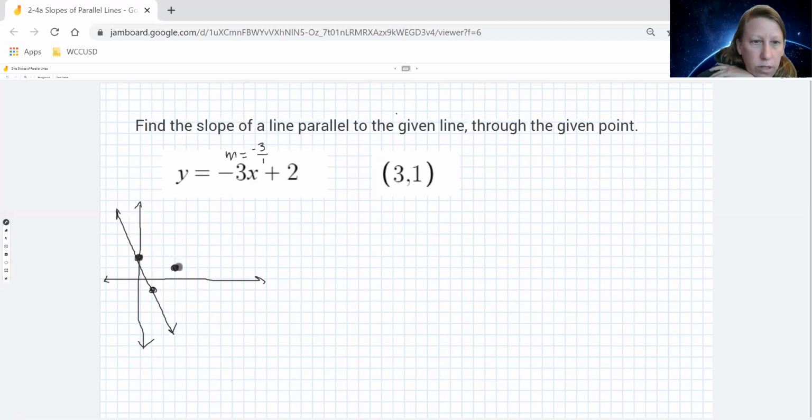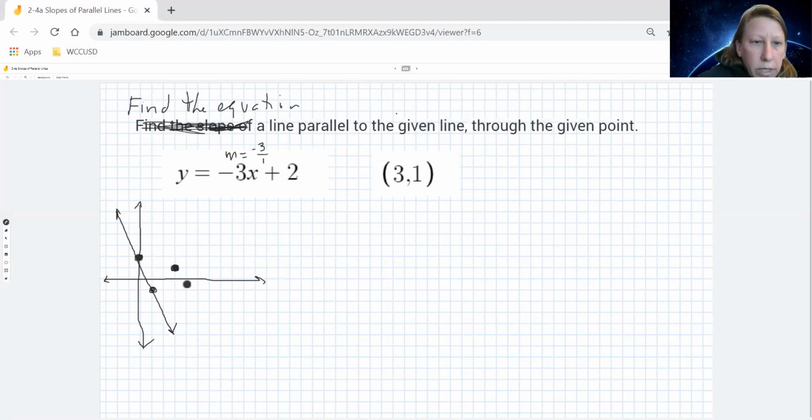And I want to know the equation. This is wrong. Find the equation of a line, or write the equation of a line.